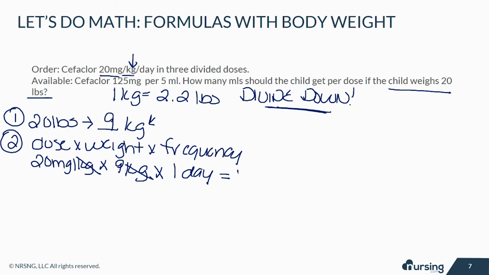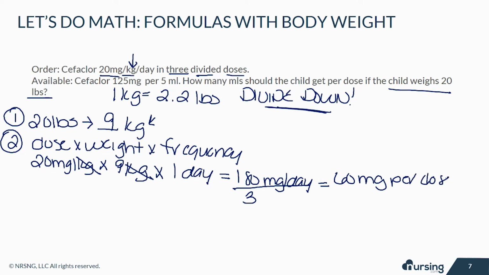Okay, if you did the math correctly, you should have 180 milligrams per day. But we're not done yet, okay, guys, because, again, go back to the question up here, we're looking for 3 divided doses. So we're giving this medication 3 times a day. So what you want to do now is, take a guess, we're going to divide by 3, okay? I'll stop and let you do the math. You should come up with 60 milligrams per dose.